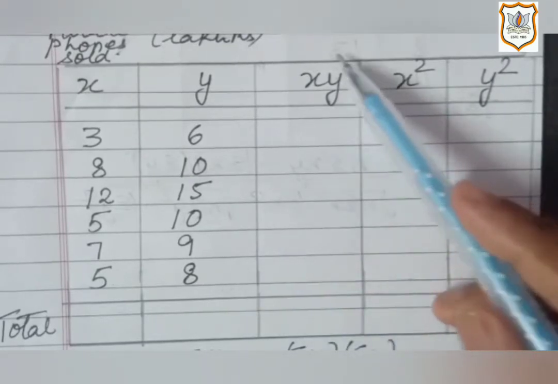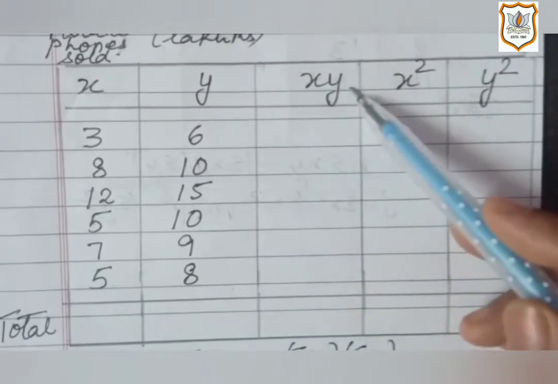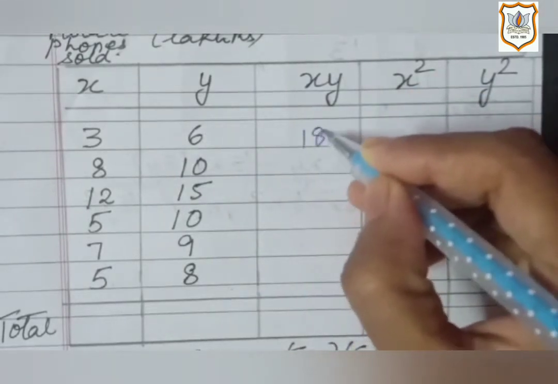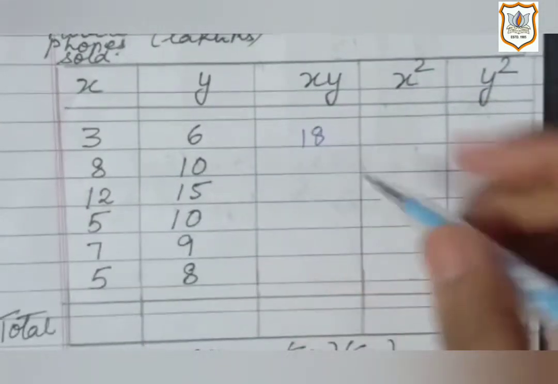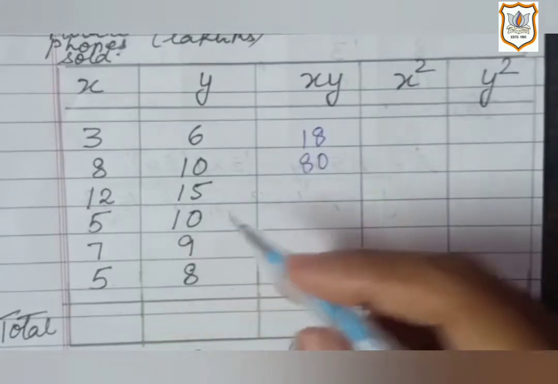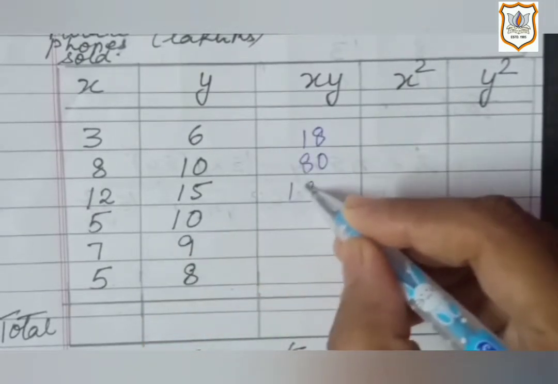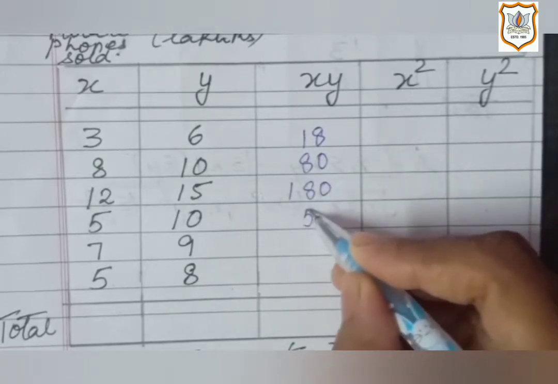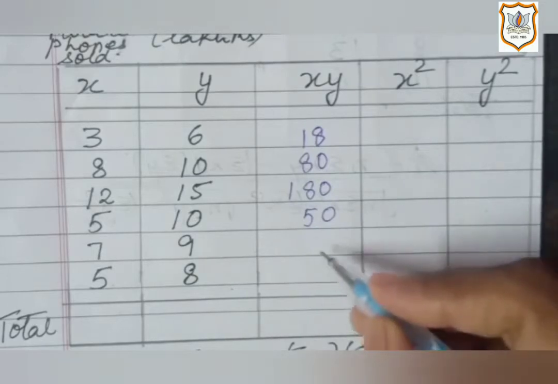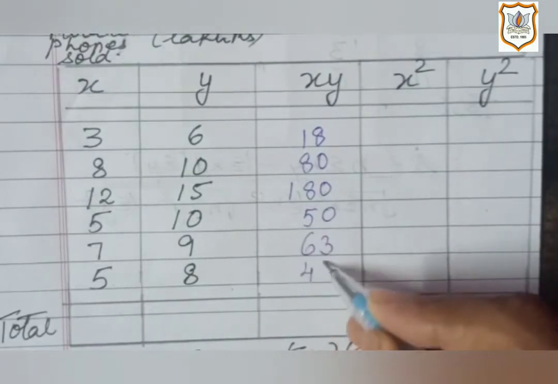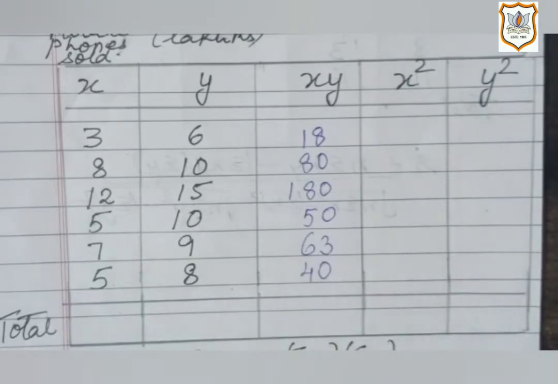The first thing which we are supposed to find is xy. So 3 into 6, we will get 18. 8 into 10, we will get 80. 12 into 15, that will be 180. 5 into 10, that is 50. 7 nines are 63. 5 eights are 40.